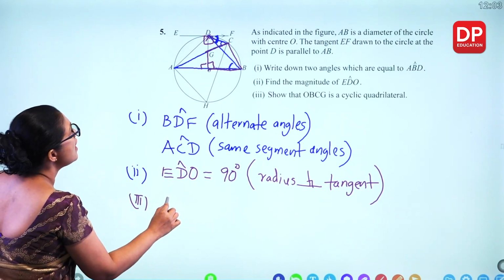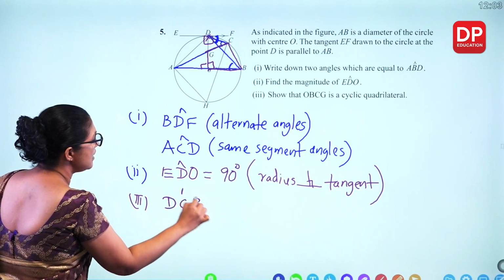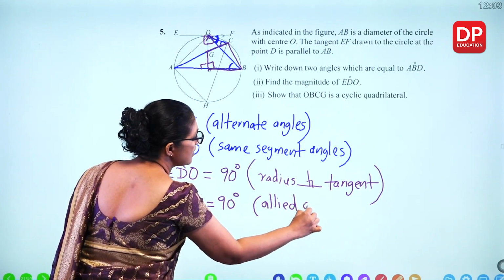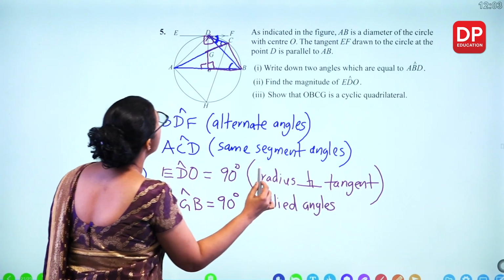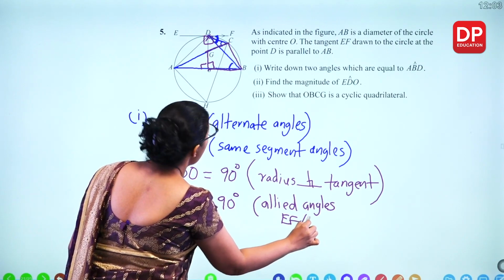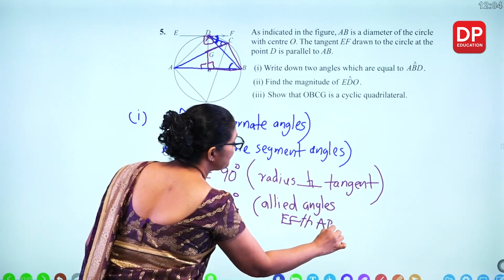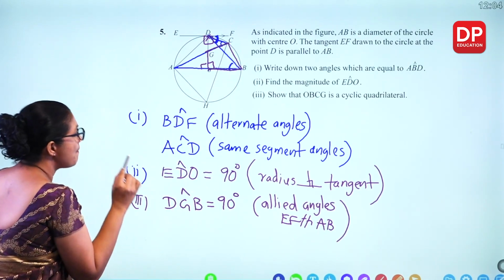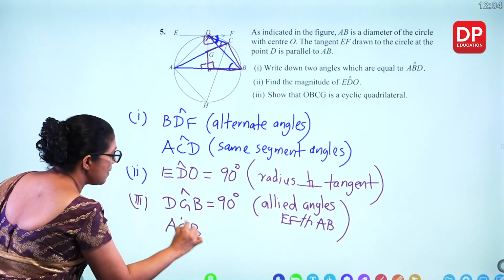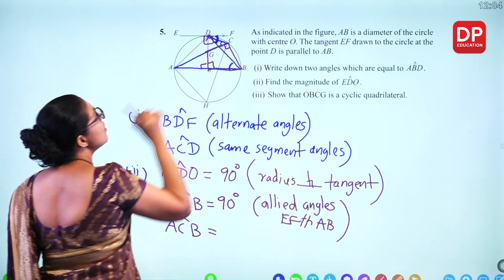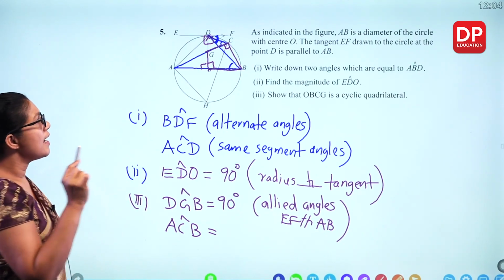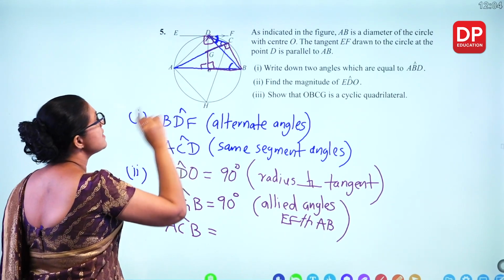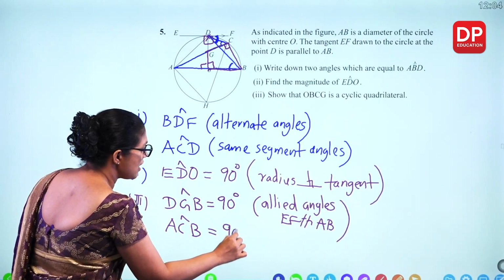So we'll first write down DGB angle is 90 degrees because of allied angles, and the two lines are parallel. EF is parallel to AB. And what can you say about ACB angle? ACB angle is also 90 degrees. This is the angle in the semicircle. Because AB is the diameter, that's also 90.